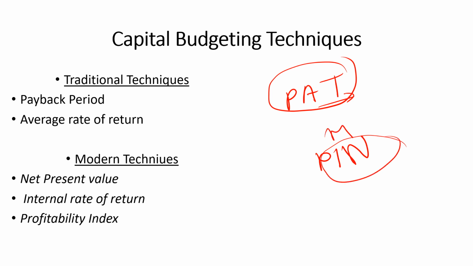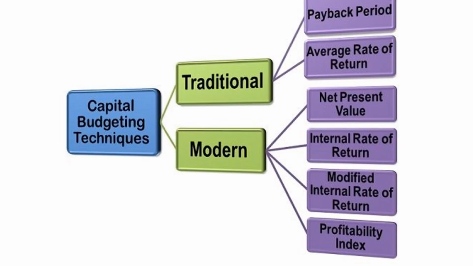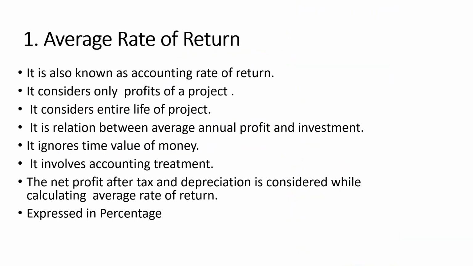These are the modern techniques. Okay, so profitability index, internal rate of return, and net present value. Here a chart is mentioned, where you can see more effectively that the traditional techniques are payback period and average rate of return, and in modern we have NPV, IRR, modified internal rate of return, the future version of internal rate of return, and profitability index. I hope this is clear.